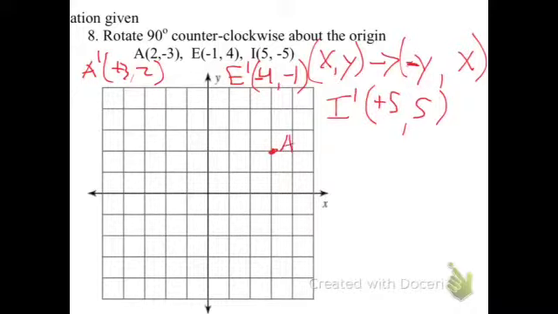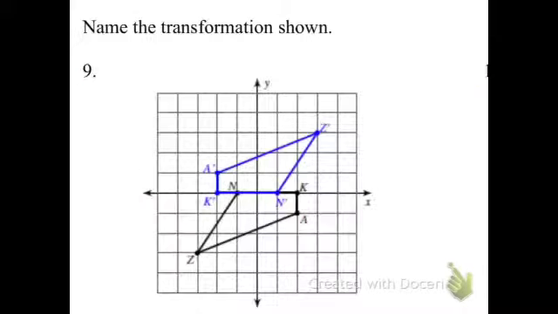A prime is going to be here. E prime is going to be there. And I prime is at 5, 5. So there's my I prime right there. So now I got all 3 of my vertices, and I can draw my shape together there.